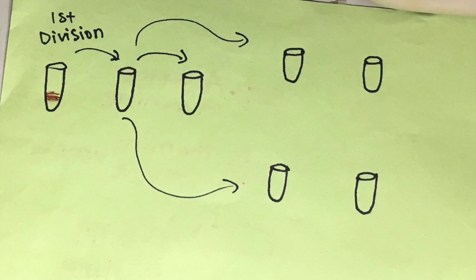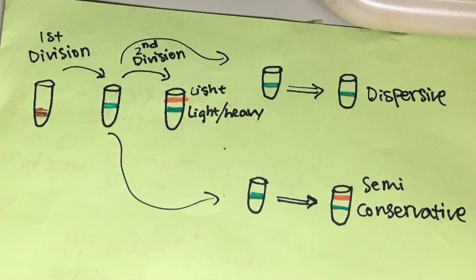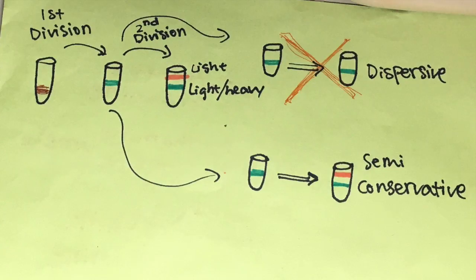After two divisions, the pattern of two distinct bands is shown, one at the position of a mixture molecule containing N15 and N14, and one at the position of a light molecule consisting solely of N14. And this disproved the dispersive model, because in dispersive replication, all the molecules should have bits of old and new DNA, making it impossible to get a purely light molecule.